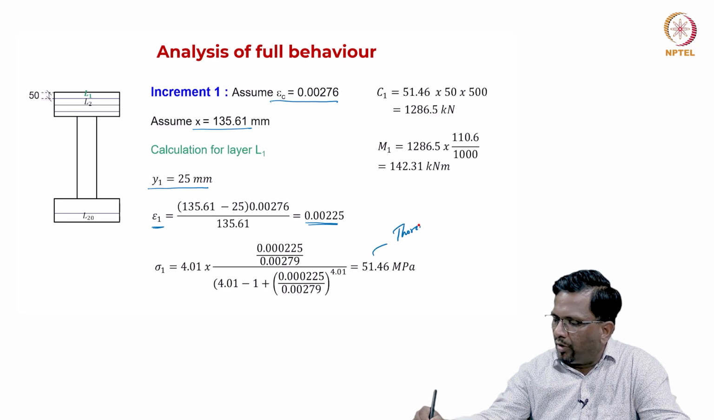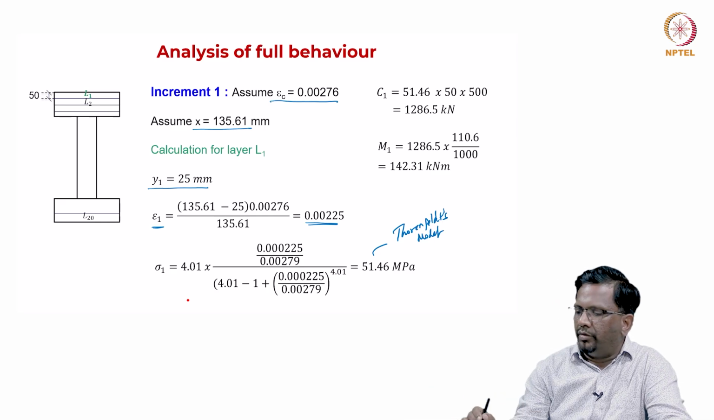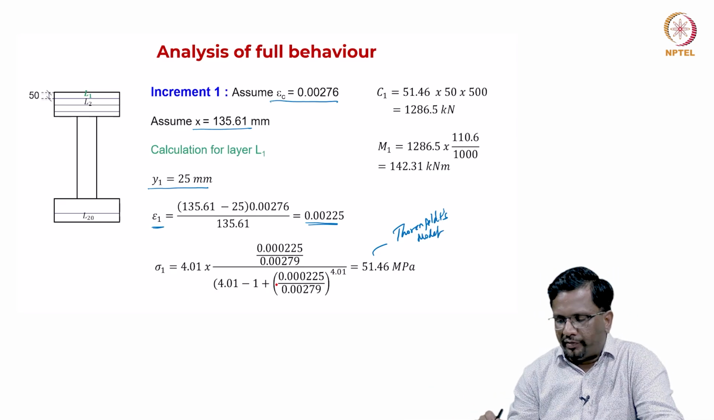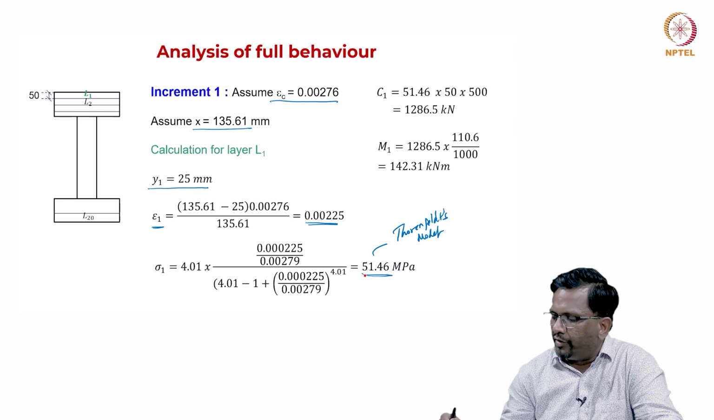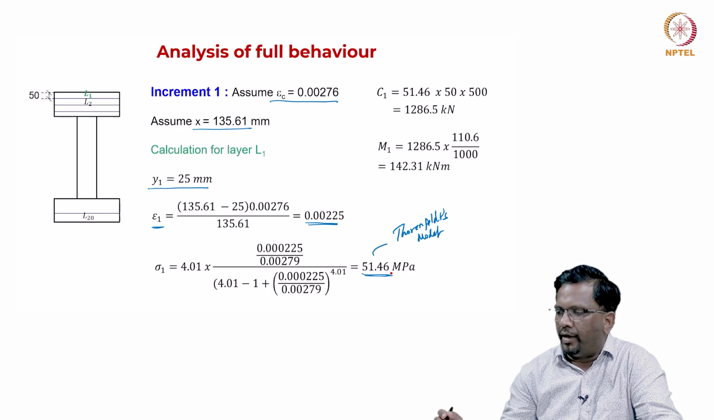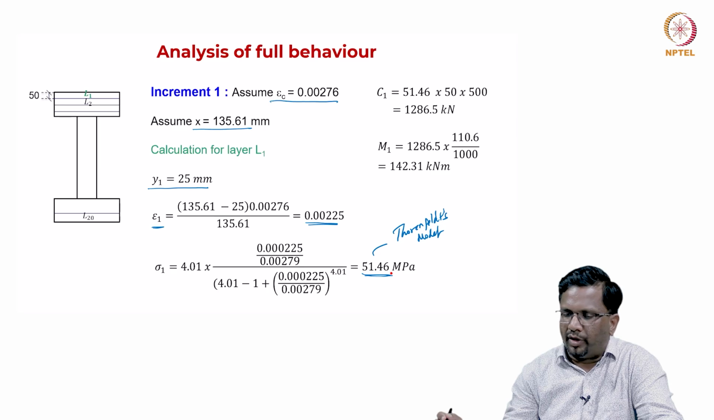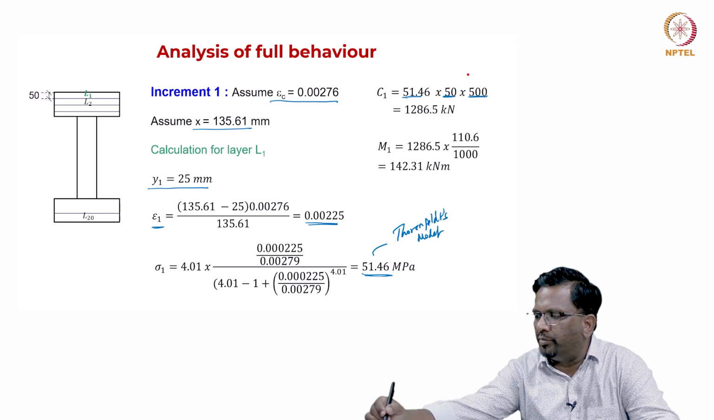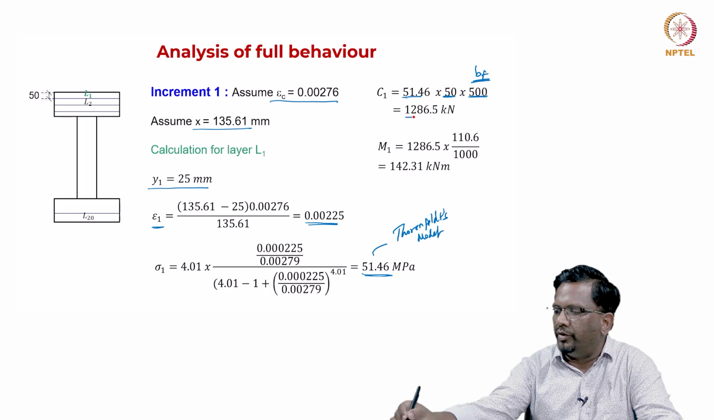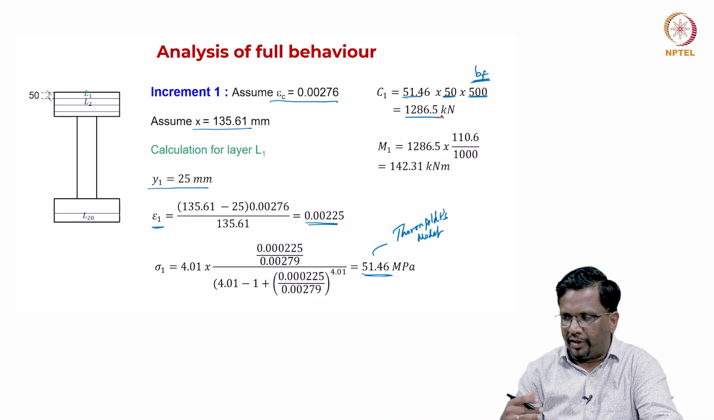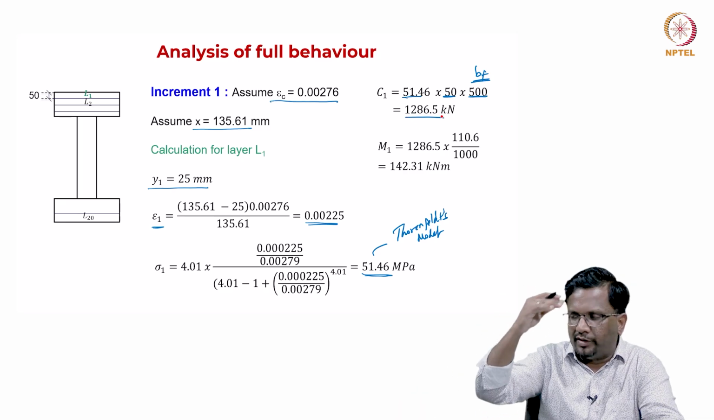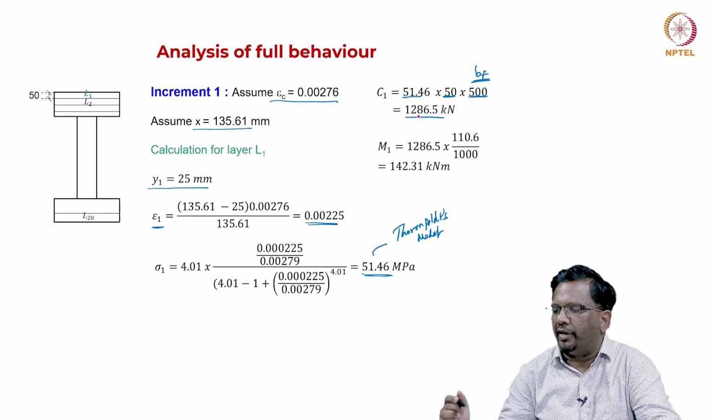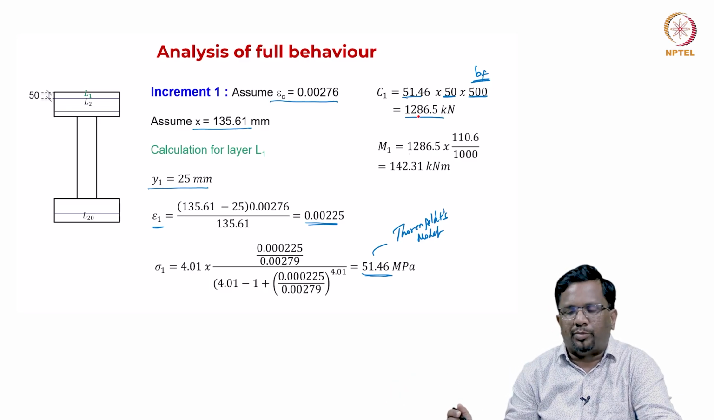Now I got the strain, and the stress I get from your Thorenfels model. You plug in all the values that you found previously and you get your stress as 51.46 megapascal. Now, compression force C1 in each layer is stress multiplied by the thickness multiplied by the width. Width of this section is the flange width, BF. The width will keep changing, whether the layer is in the web or in the flange. So, you get for the first layer a compression force of 1286.5 kilonewton.